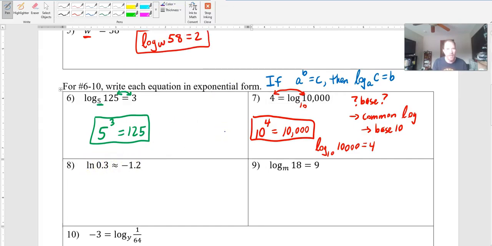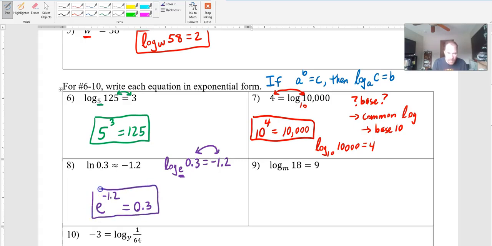Natural log, I think we saw that up above, so that's really log base e of 0.3 is approximately equal to negative 1.2. But e is my base, so e to the power of negative 1.2. We're switching the 0.3 and the negative 1.2. E to the power of negative 1.2 would be approximately, sorry, I didn't put the approximately symbol, 0.3. And again, with e actually being a number, if you know how to find e on the calculator, you could verify that. You could punch in e to the power of negative 1.2 and see if you get 0.3, or approximately.